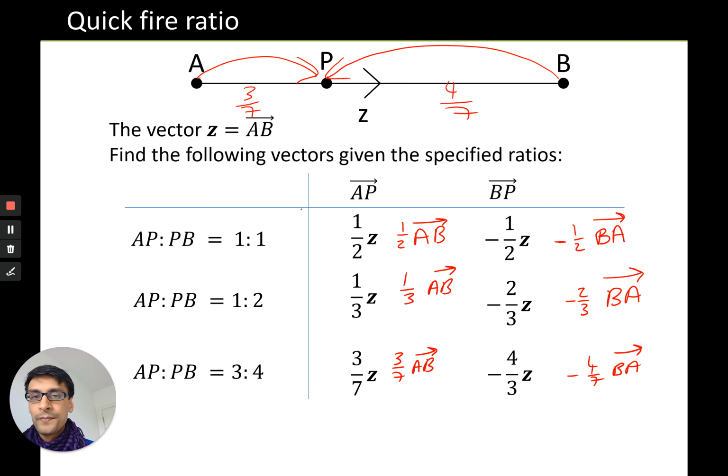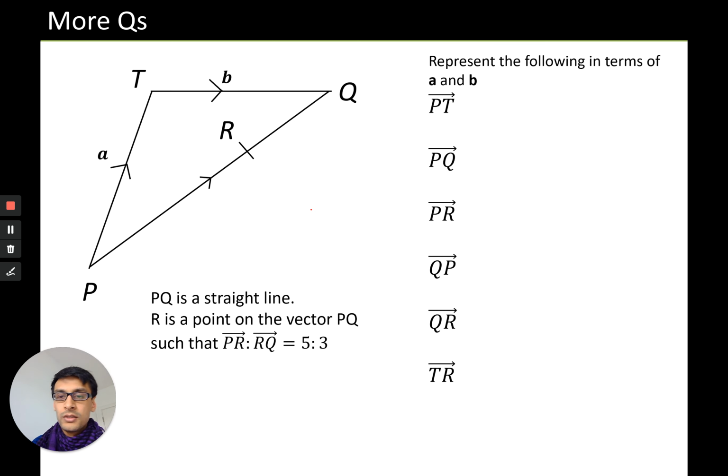Okay, so more questions to practice. Represent the following in terms of A and B. So you've been told this is A and this is B. I'm going to continue this in the next video just to make sure I don't have to re-record the whole thing.